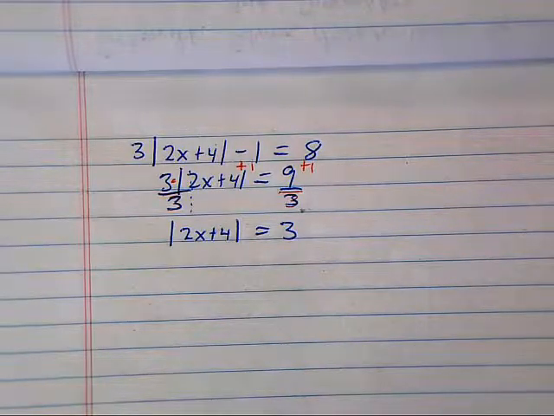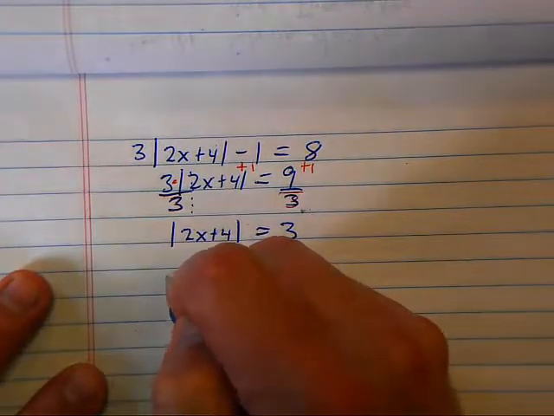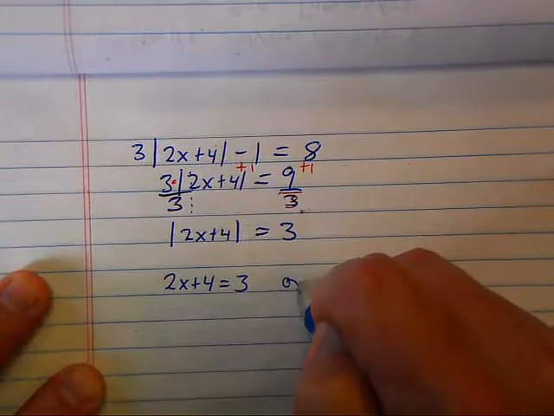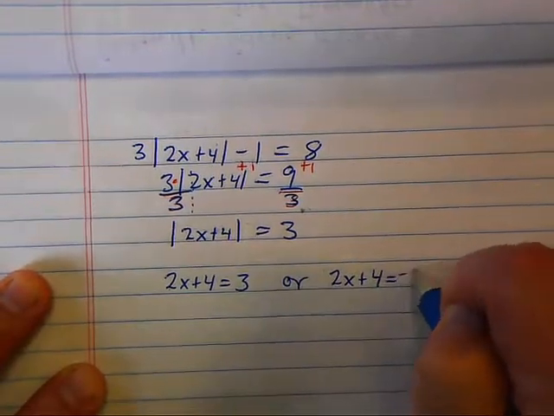All right, so there's your first couple of steps. Your first couple of steps are get that absolute value thing all by itself. Now we're ready to get rid of the absolute value thing. So what do I write next? 2x plus 4 equals 3, or 2x plus 4 equals negative 3.